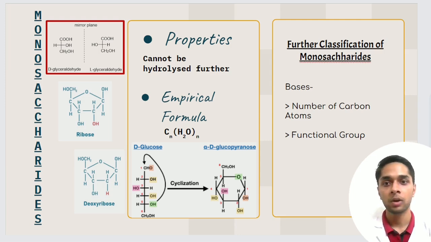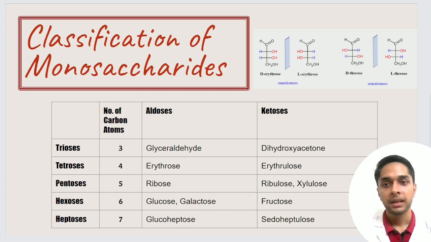These are sugars that cannot be hydrolyzed further to give any simpler carbohydrates. They have the empirical formula Cn(H2O)n, and they show a peculiar phenomenon called ring cyclization if they have 5 or more carbon atoms in their chain. Now their further classification can be done on the basis of number of carbon atoms or on the basis of functional groups. Let us see how. If we classify them on the basis of functional group, they can be divided into aldoses, which have an aldehyde group as a functional group, or ketoses, which have a ketone group as a functional group.